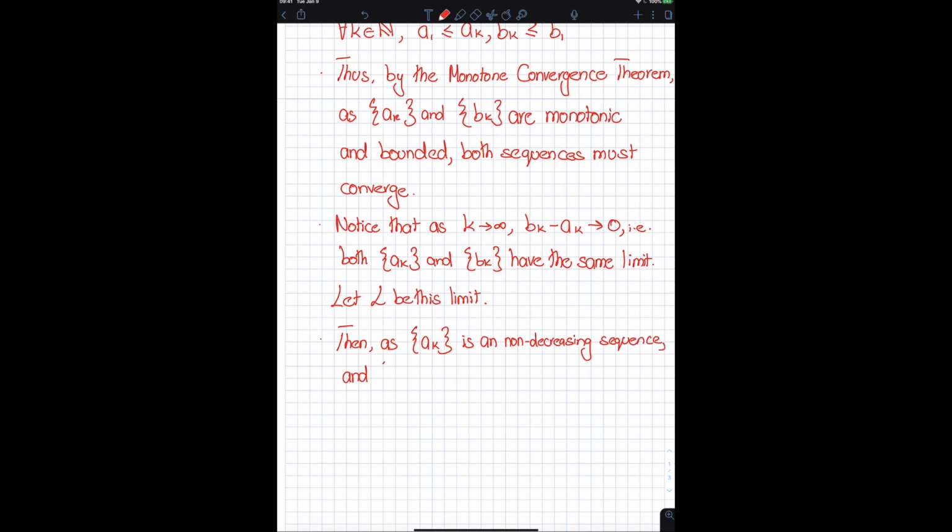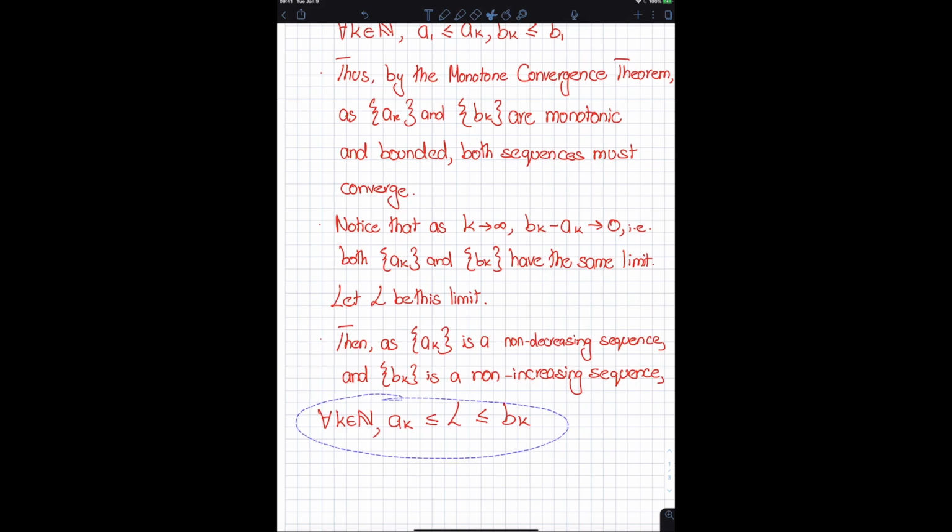And B_k is a non-increasing sequence. So in other words, it either decreases or remains the same. What we get is that L must be less than or equal to B_k and must be greater than or equal to A_k, and this is true for every k in the set of natural numbers. Okay, so this is what we get.